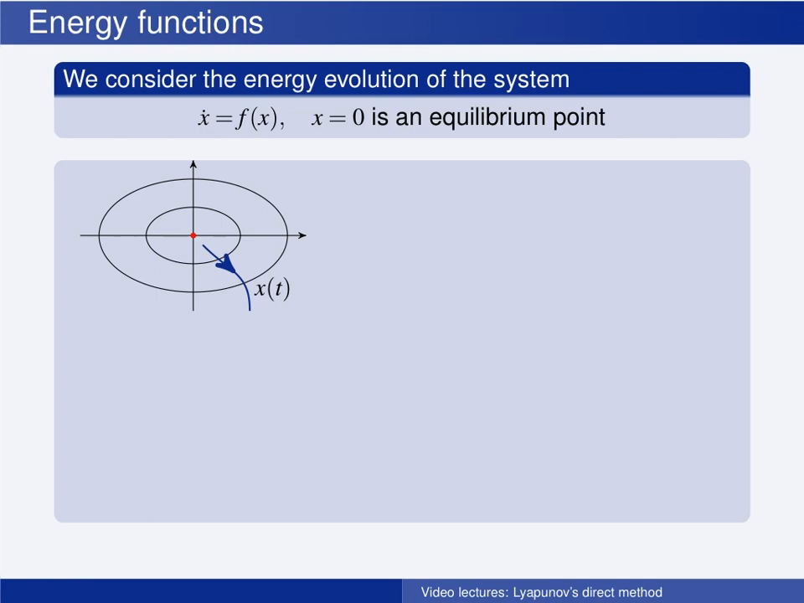How do we compute the time evolution of the energy along the system trajectories? We simply take the time derivative of the energy function V. By the chain rule, the time derivative of V of x is the derivative of V with respect to x, which is the gradient of V, times the derivative of x with respect to time t, which is given by the system equation here as f of x.